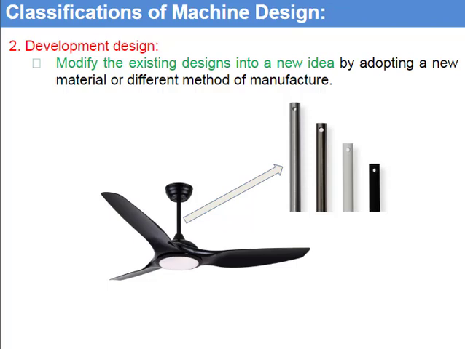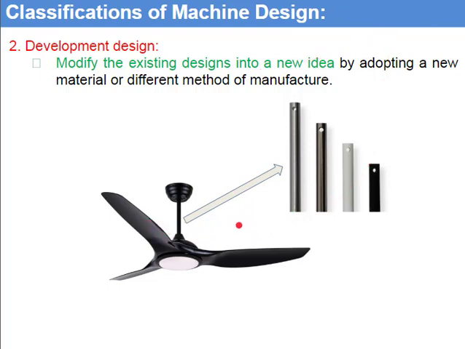The second classification of machine design is development design. This type of design needs considerable scientific training and design ability in order to modify the existing designs into a new idea by adopting a new material or a different method of manufacture. In this case, though the designer starts from the existing design, the final product may differ quite markedly from the original product.